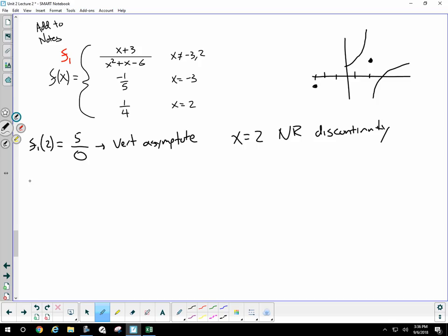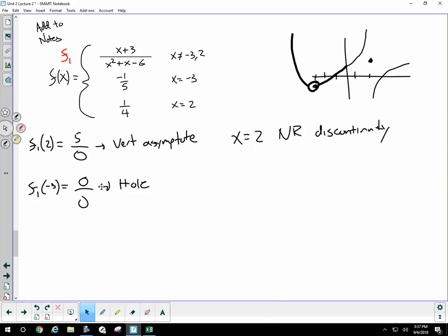But let's try f of -3. Well, f little 1 of -3. And I plug that in, I get 0 over 0. So this function of itself has a hole at -3. But I don't know where the hole is located, and if all is right in the world, maybe the hole is located exactly at this point where we have -3, -1/5. And maybe that point fills in the hole and my function is continuous there.